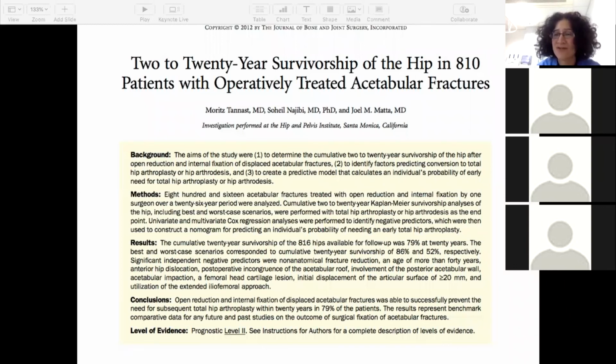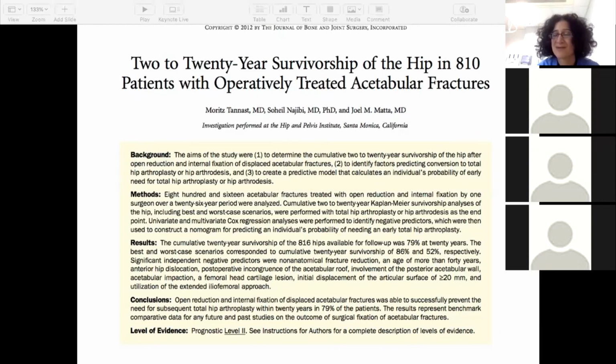And people don't die of the displaced acetabular fracture. The consequence is requiring hip replacement, which is not a bad thing, but it's just a sign that things didn't go as well for them as they might have done. Incongruity of the hip, age, anterior hip dislocation is a bad sign because it's rare and it's difficult to treat. Posterior wall impaction, femoral head damage.